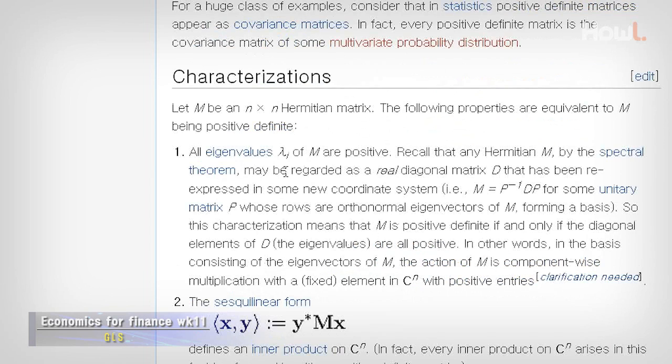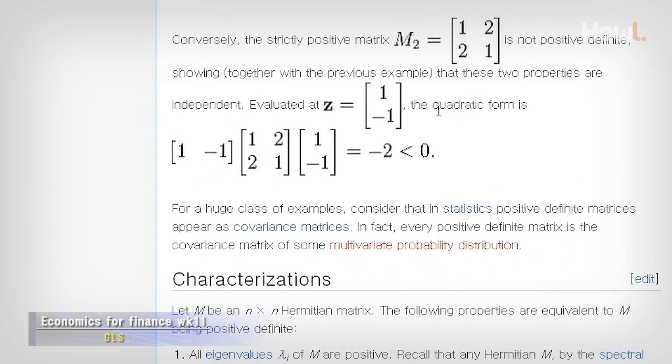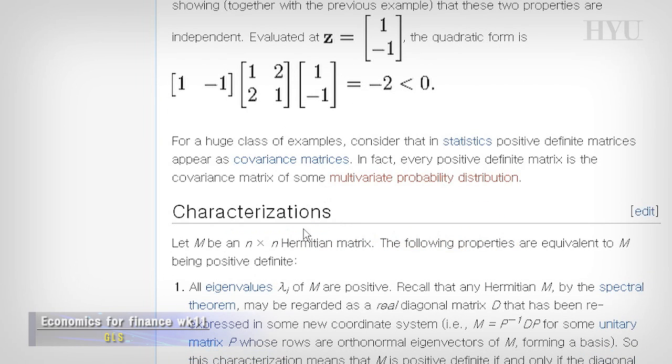So there are many ways to characterize positive definiteness, and they are all mathematically equivalent. This is the definition of positive semi-definite: if we multiply the same vector on each side, it should be positive. Another one is for a matrix to be positive definite, all eigenvalues, which you already know, should be positive. If all eigenvalues are positive, then the matrix is positive definite.